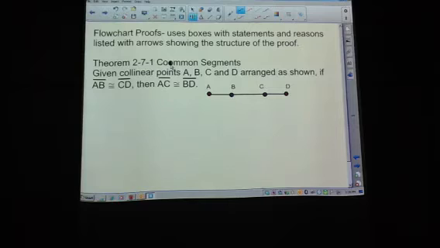It's the common segments theorem, which is given collinear points. Why, yes, collinear means on the same line again. A, B, C, and D, so it's kind of the diagram there as shown. It says that if segment AB is congruent to segment CD, then segment AC is congruent to segment BD. Alright, so notice if this is congruent to this, then this is congruent to this. So notice that's just the overlap that they're saying is congruent.